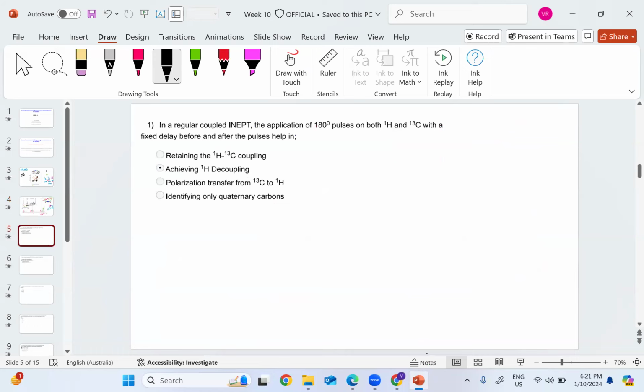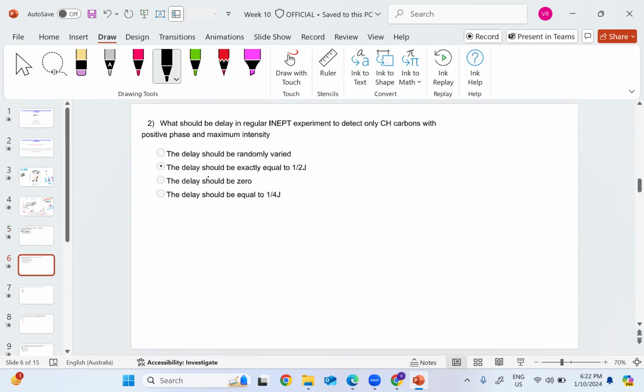All right, if you don't have any doubt, we'll directly move to today's problem. All the problems are based on direct statements, so I will not spend much time here. In the first problem, it is mentioned that in a regular coupled INEPT experiment, the application of a 180-degree pulse in both 1H and 13C with a fixed delay before and after the pulse helps in achieving the 1H decoupling in the signal. So the option here is the 1H decoupling.